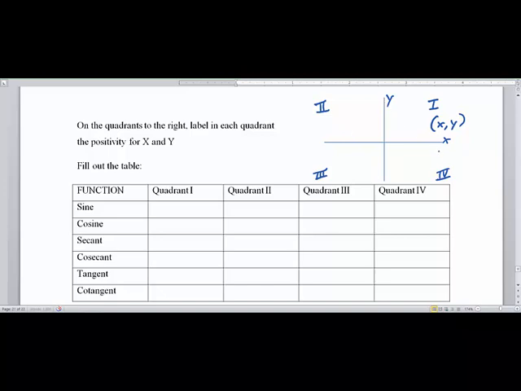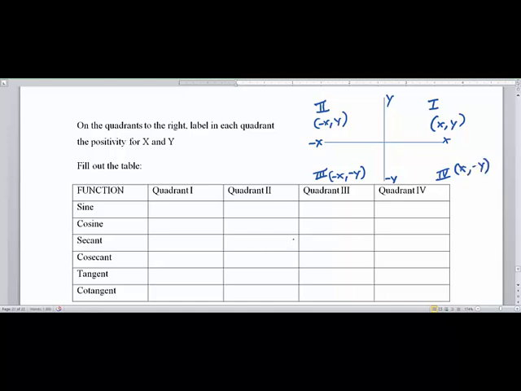We're also going to assume this is the unit circle, so this is going to be a distance of 1, and that's also going to be a distance of 1. So going to the second quadrant, x's are negative and y's are positive. And in the third quadrant, x's are negative and y's are negative. And in the fourth quadrant, x's are positive and y's are negative.